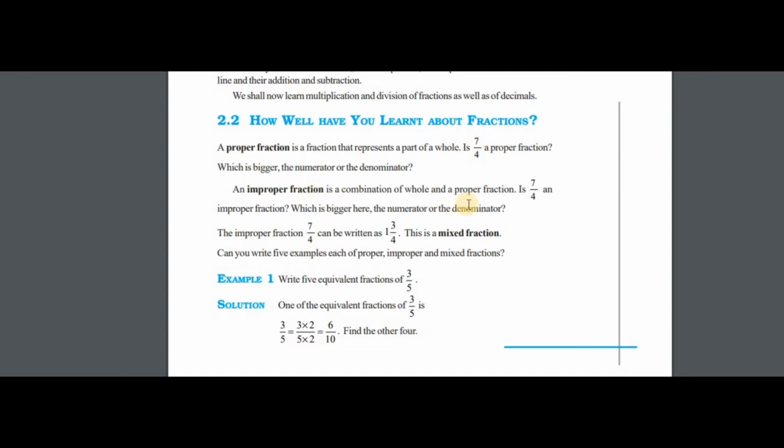An improper fraction, a combination of a whole number and a proper fraction? But actually an improper fraction is not a combination of a whole number and a fraction. That is a mixed fraction. Is 7 by 4 an improper fraction? Yes, because which is bigger here, numerator or denominator? Of course the numerator is bigger. Improper fraction 7 by 4 can be written as 1 3 by 4. This is a mixed fraction. Can you write 5 examples each of proper, improper and mixed fractions?